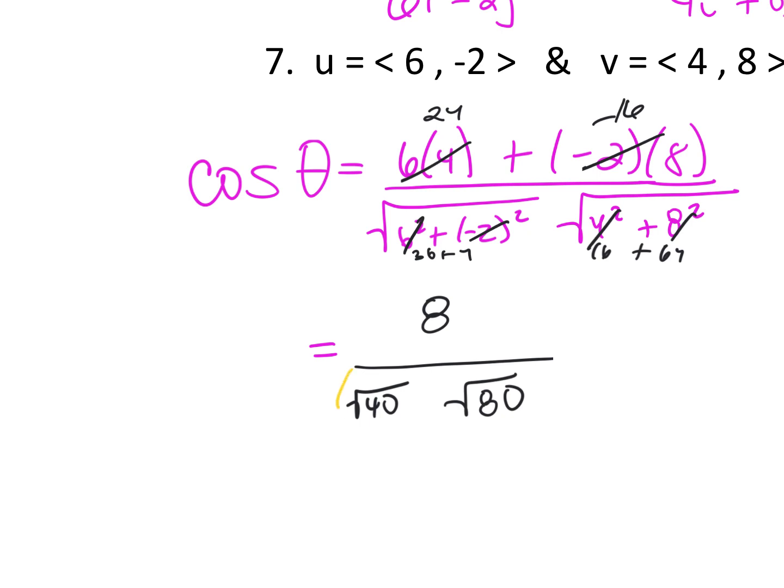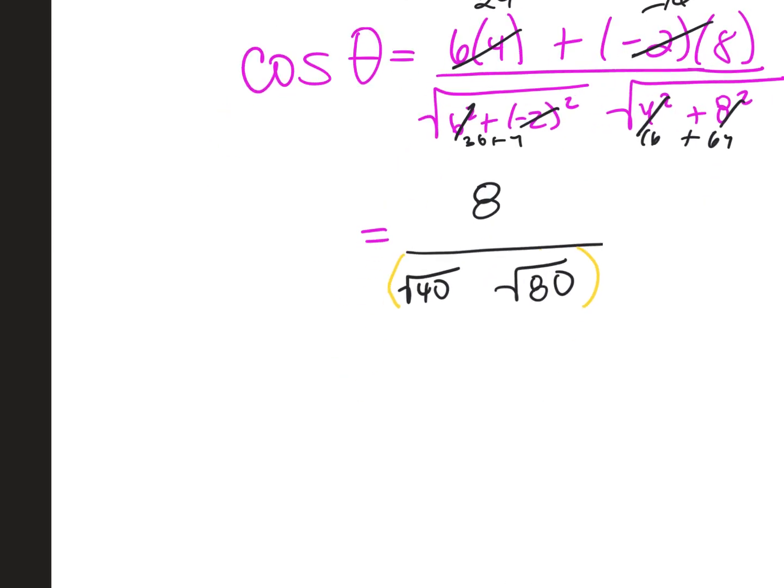Some of you need to, so it depends on the calculator, make sure that denominator is in parentheses. Make sure it's the square root of 40 times the square root of 80. It's not the square root of 40 times 80. Those are two separate things. But don't do the cosine of it yet. Just get your decimal value. What is 8? Everybody practice this. 8 divided by the square root of 40, right? Times the square root of 80.